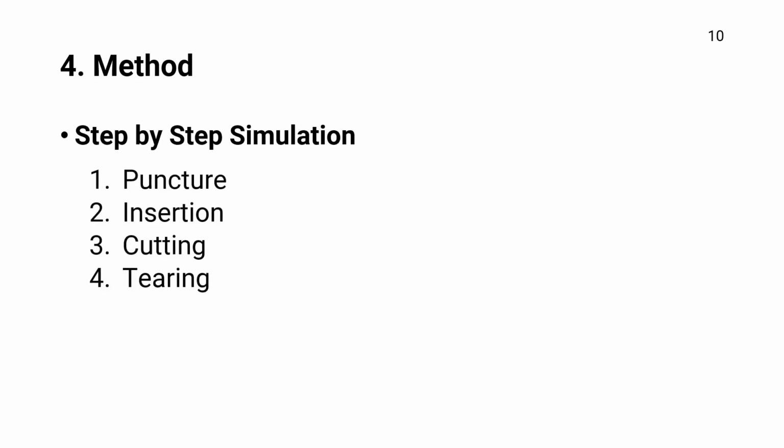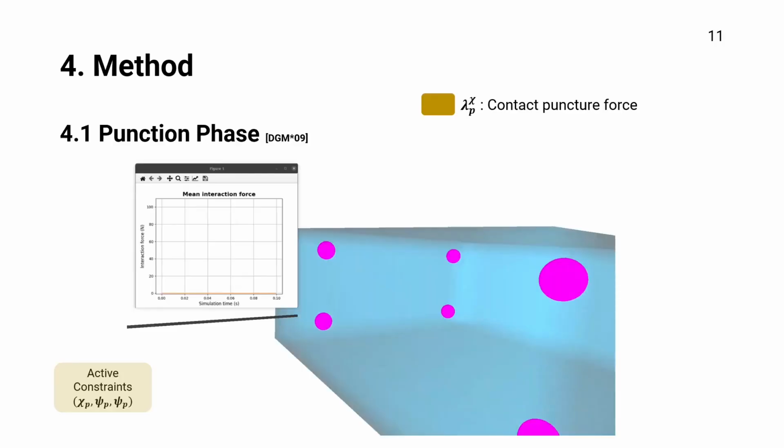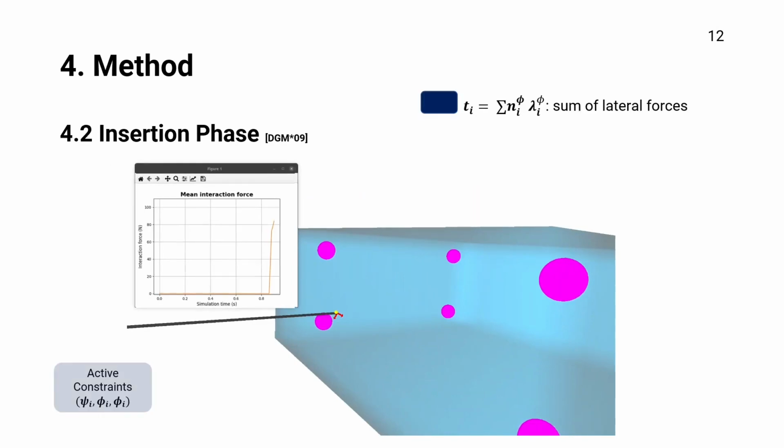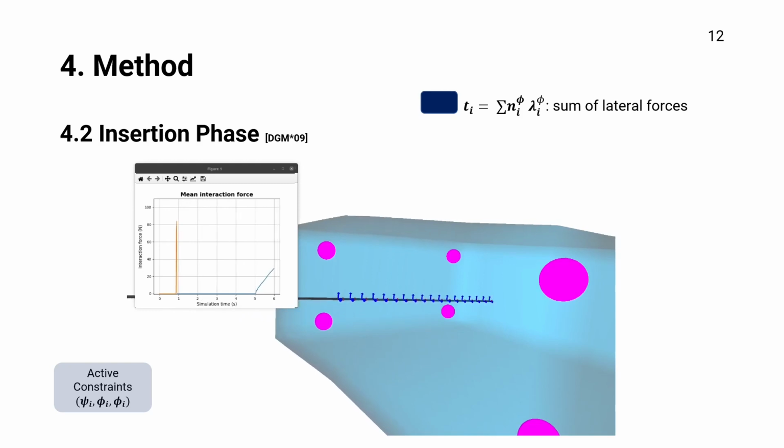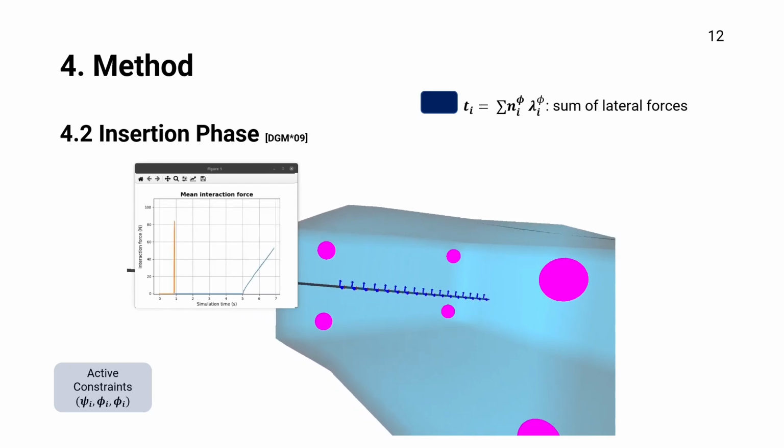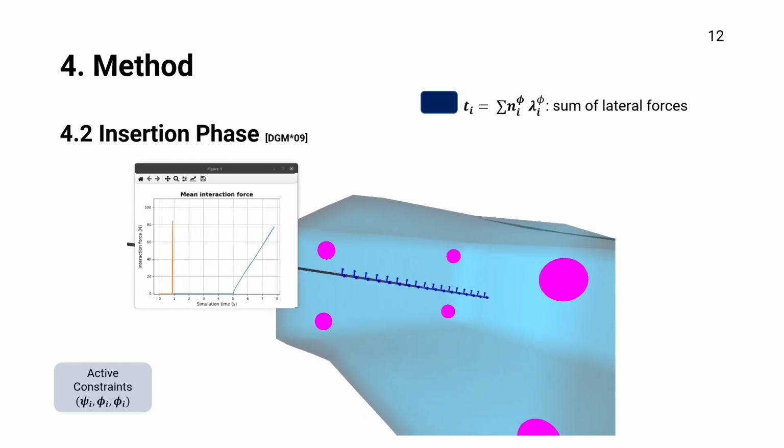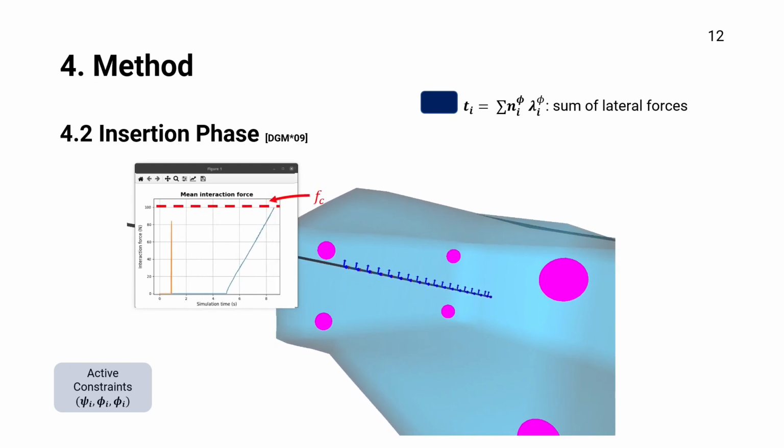Now we'll go to the step-by-step details with an example simulation. The puncture phase is when the needle is still outside the tissue. When the puncture forces overcome a certain threshold, the insertion will begin. When inside the tissue, the bilateral constraint pair on each needle node will resist any lateral motion. We can see on the plot the rising blue line is the lateral forces resisting the needle movement, and when they overcome a certain threshold, the cut phase will begin.